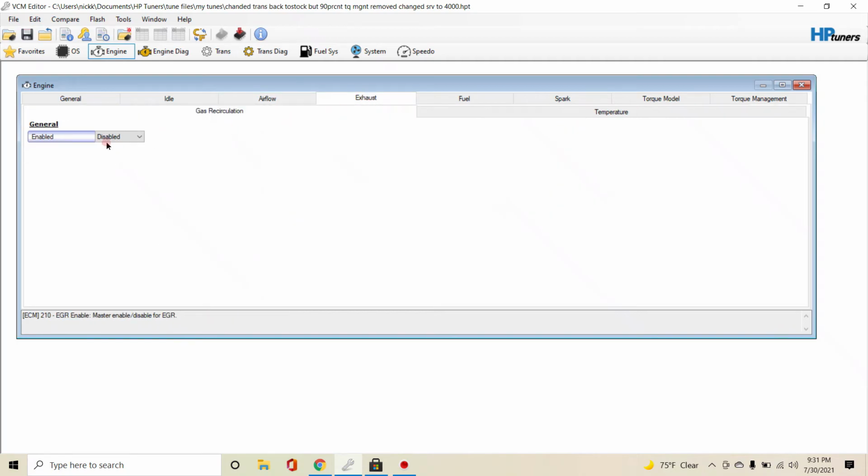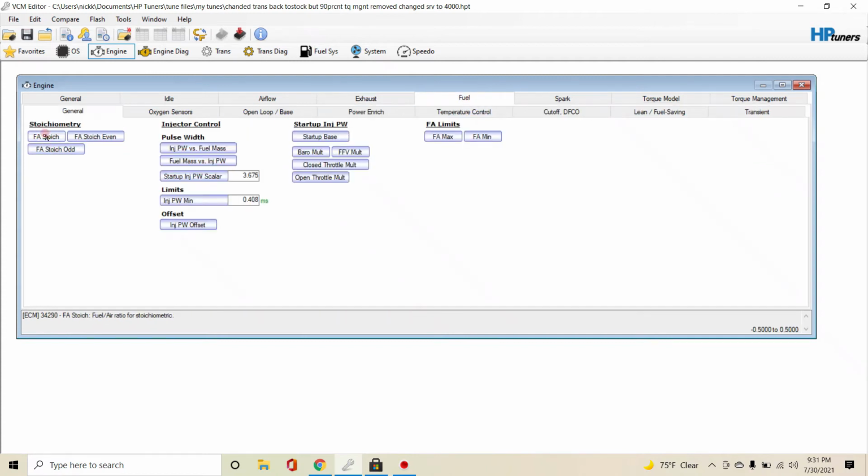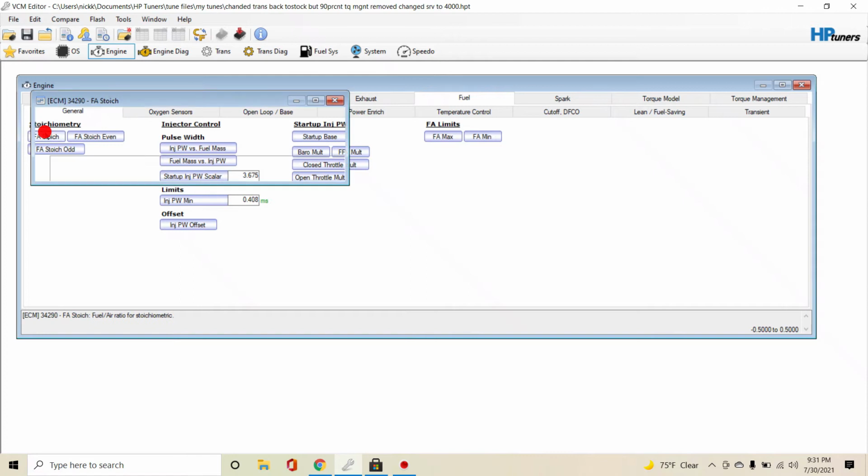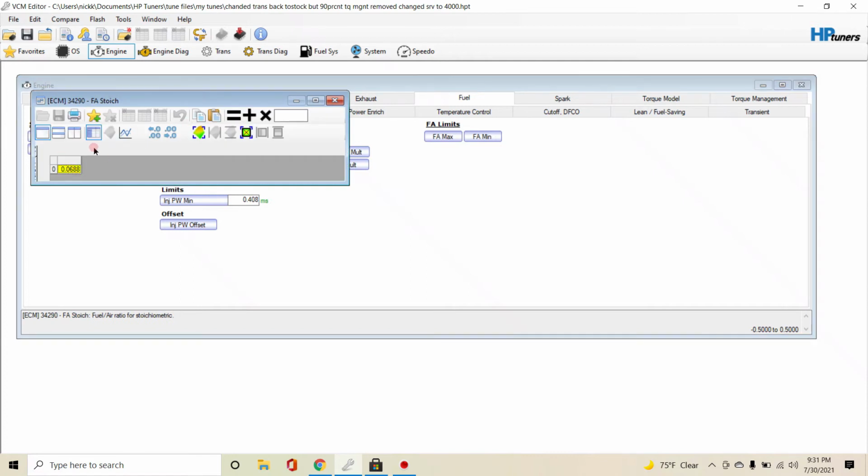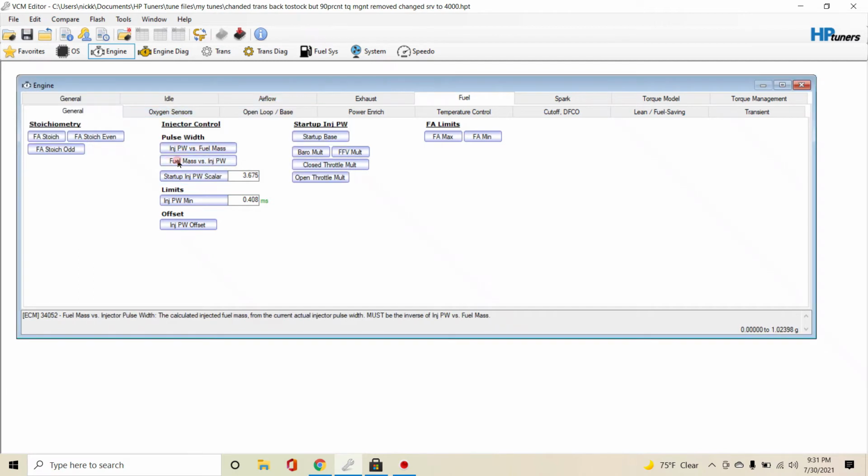Then we got exhaust. I don't have an EGR, so I don't need this. Catalyst model, you don't need to mess with this at all. And then we got your fueling. This is fuel air ratio stoic. So this number right here equals 14.6 or 7.